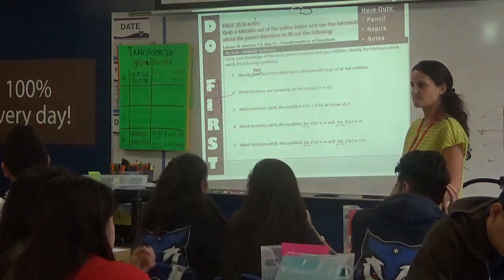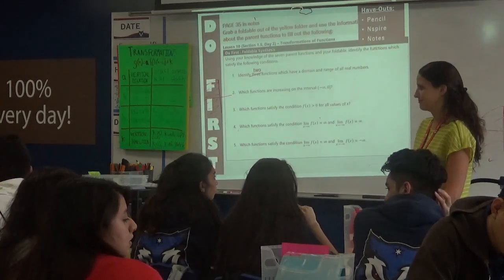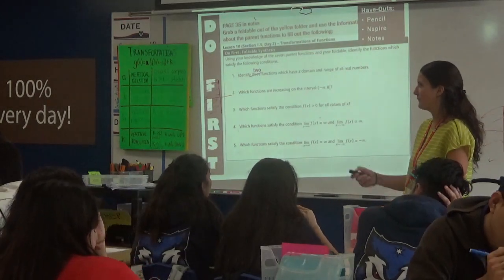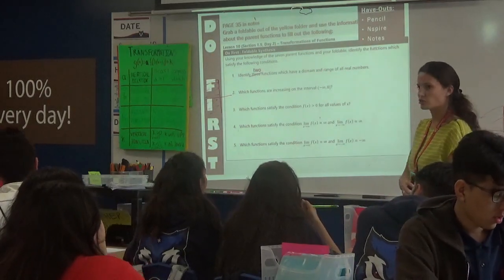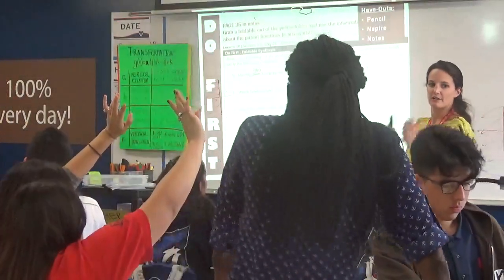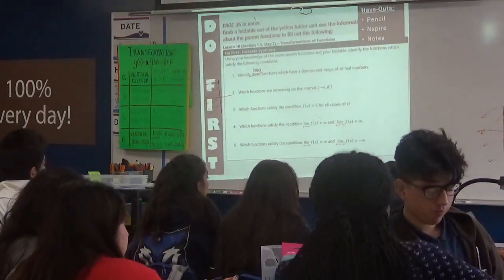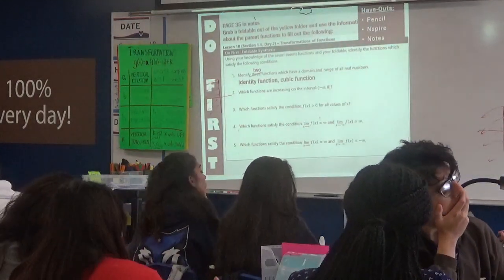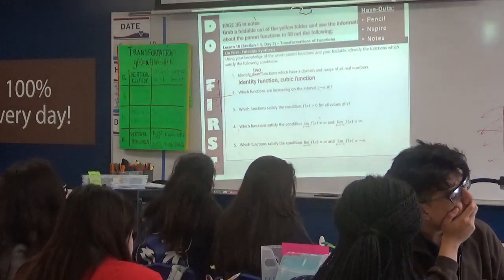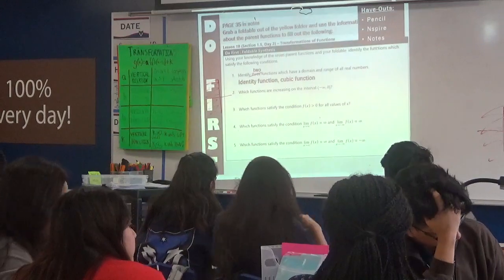First up, domain and range of all real numbers. There's 2 of them out there. What are they? You looked around, scavenger hunt. Kevin? Identity and cubic function are correct. If you look at the domain and range, they are negative infinity to infinity for both the domain and the range.